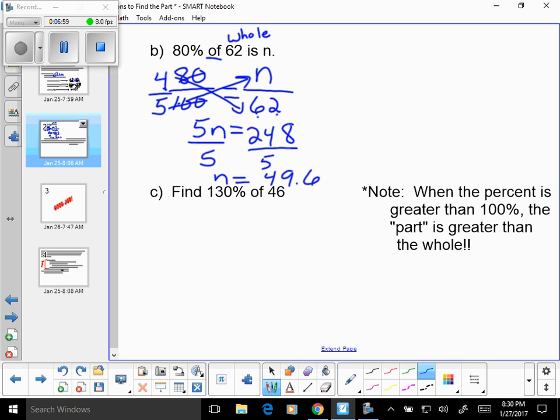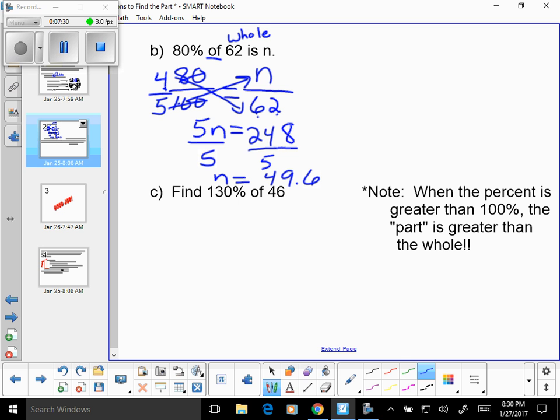Now C is a little tricky because we have a percent that is greater than 100. Now the problem is, people think, oh, I must have the wrong answer. Because when my percent is greater than 100, my answer is going to be bigger than my whole. Here my whole is 46, my percent is 130. So I'm going to get an answer for a part that is bigger than 46, and that's not going to seem to make a lot of sense. But you've got to remember this: when the percent is greater than 100, your part is greater than your whole.